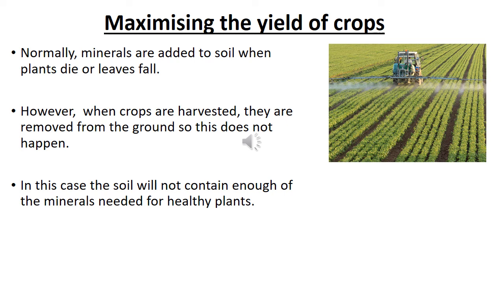Can you remember which part of a plant gets all of the nutrients and all of the minerals from the soil? I'm sure you can. Did you say roots? If you did, you are right. Well done. But we've got a problem because when crops are harvested, they're removed from the ground. So that doesn't happen. So in this case, the soil will not contain enough of the minerals needed for healthy plants. Does that give you a clue about our previous question?